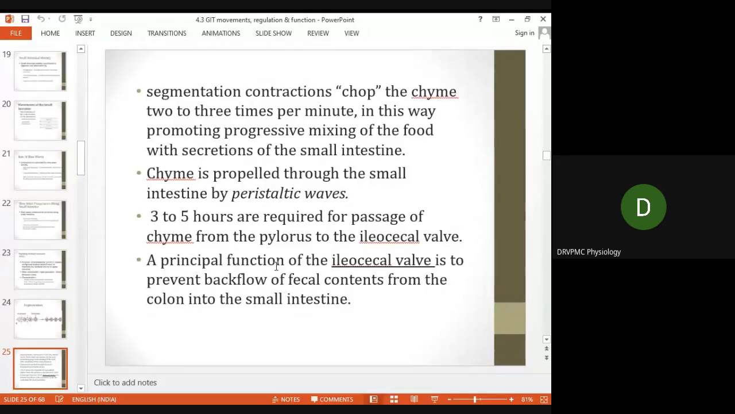A principal function of the ileocecal valve is to prevent the backflow of the fecal contents from the colon into the small intestine. There is a valve at the opening of the small intestine into the large intestine that is called the ileocecal valve. This is to prevent the backflow of the fecal contents from the colon into the small intestine.